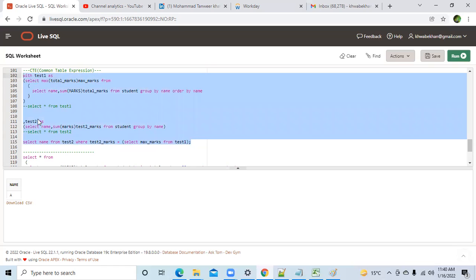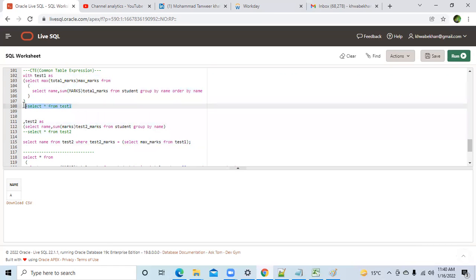Why have you used a comma before test two? This is the rule to segregate that this is one bucket, then comma, this is the second bucket. Again, if you want to use any other bucket, then you can write again comma, test three, as your wish. Then you have to write as, and then in brackets you have to write your query. You can use any number of buckets, there is no restriction.